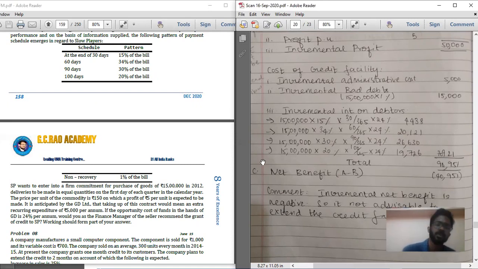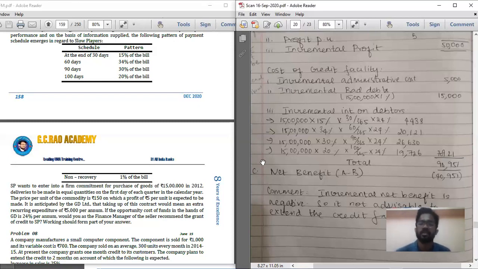Below that, third arrow mark: for the third one it is 90 days, 30% of the bill. 15 lakhs into 30% into 90 divided by 365 into 24%, which is 26,630. And the last arrow mark below that: 15 lakhs into 20% into 100 days divided by 365 days into 24%. In the inner amount column record 19,726.